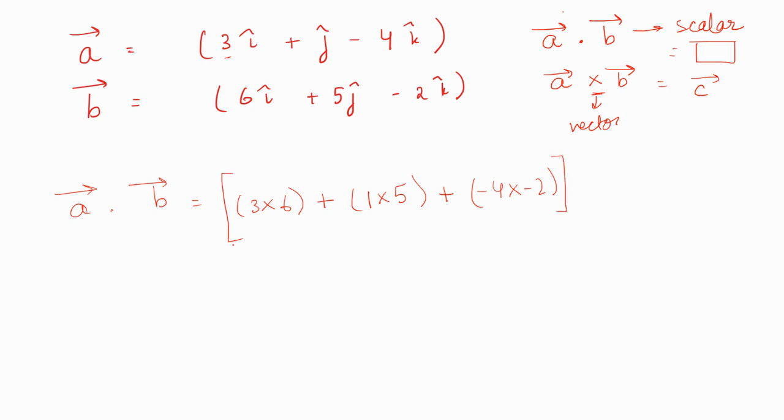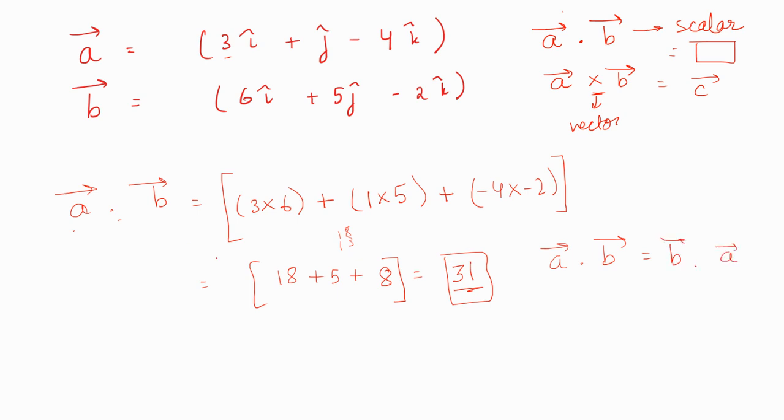So it's going to be 18 plus 5 plus 8, since minus 4 into minus 2 is 8. 18 plus 5 is 23, plus 8, so you get 31. So 31 is the answer. What you notice is that this dot product is actually a number. Another important thing is that A dot B is equal to B dot A. Even if I reverse it, it's still going to be 6 into 3. So that's the same thing, right? This is a very important thing.